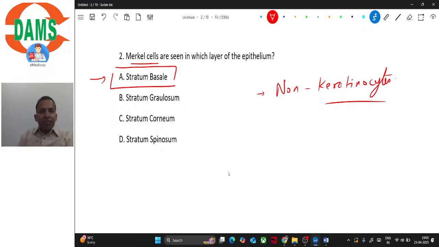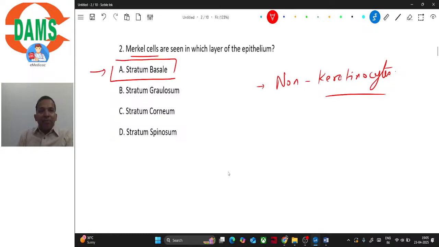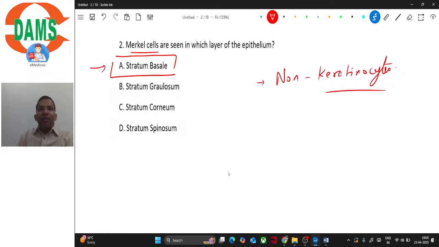Is it clear? If you have any doubt, if you have any problem, do let me know, right? So second is, Merkel cells are seen in which layer of epithelium? They are seen in stratum basale.